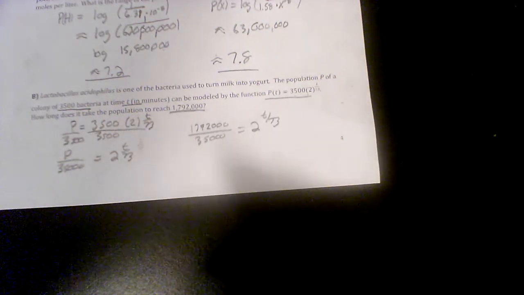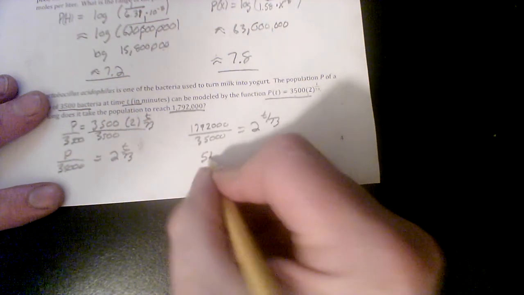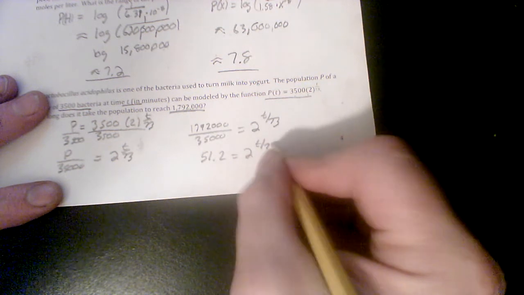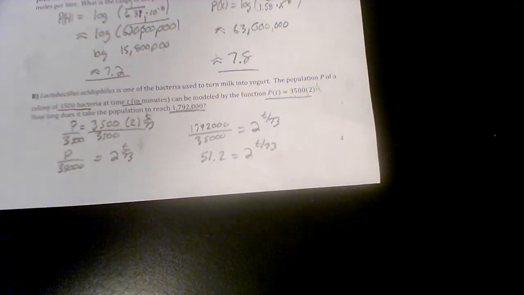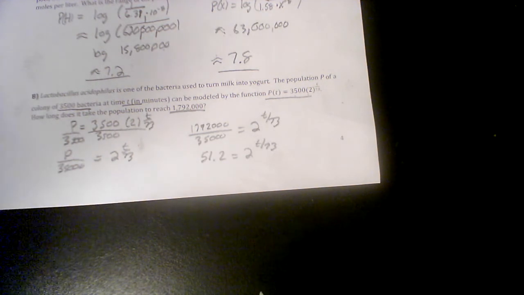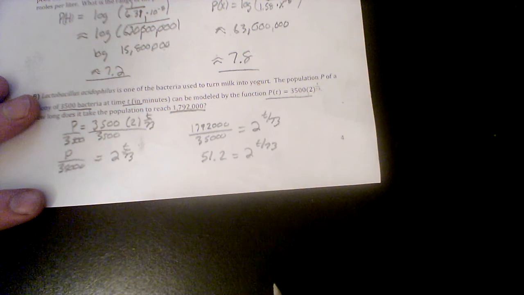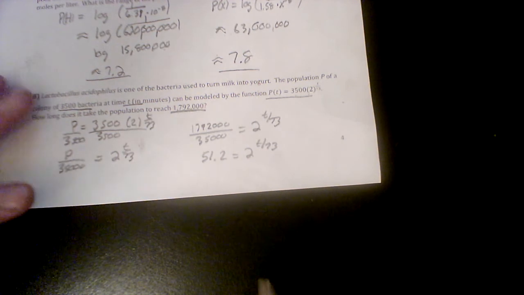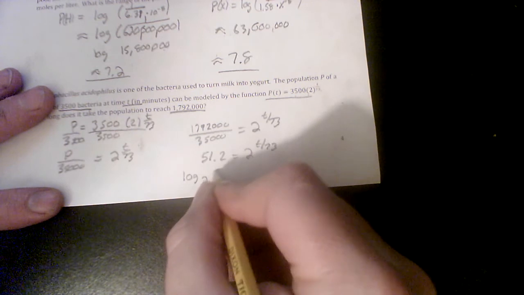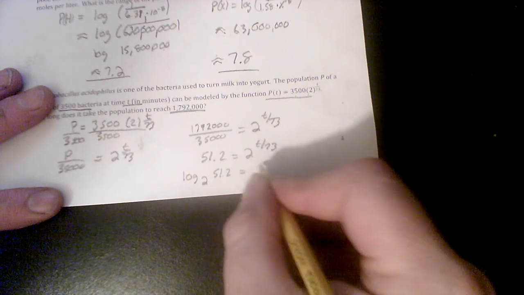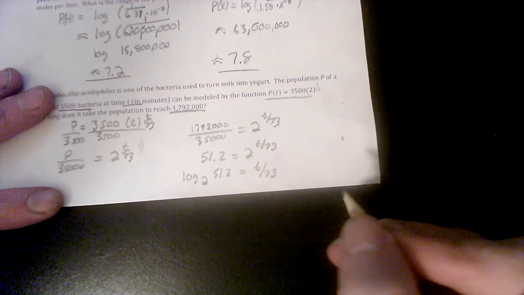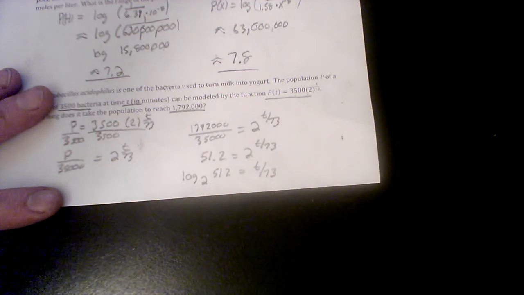Alright. So 51.2 equals 2 to the T over 73. Alright, so what are we going to do now? Let's keep moving just a little bit, I guess. So let's try a log. So what if log base 2 of 51.2 is equal to T over 73. Alright.